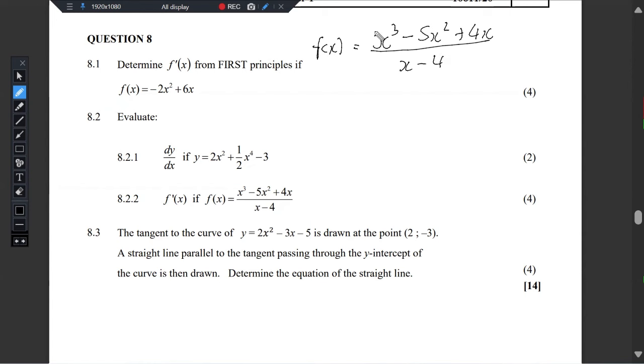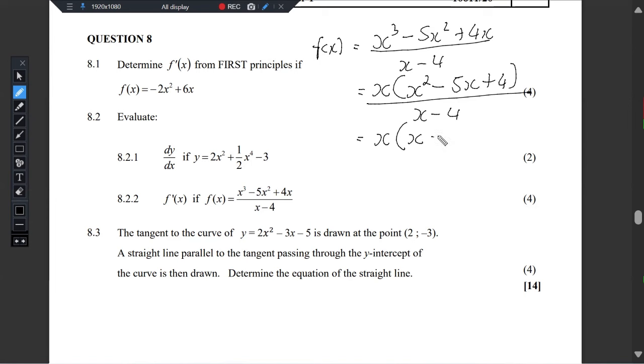Looking at this, we can see that from these 3 terms, we have x. So our x is our common factor. We can factor out x, and then we are left with x squared minus 5x plus 4, right? Over x minus 4. Note that I haven't derived yet. Now, I try to factorize this. From factorizing, you know that this will be x minus 4, and then x minus 1.